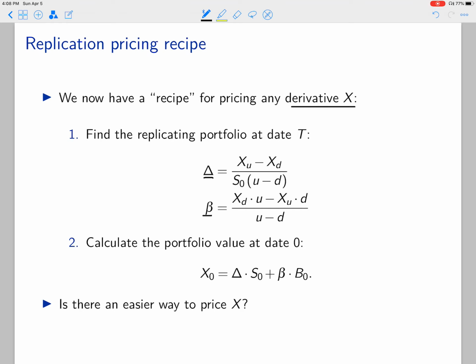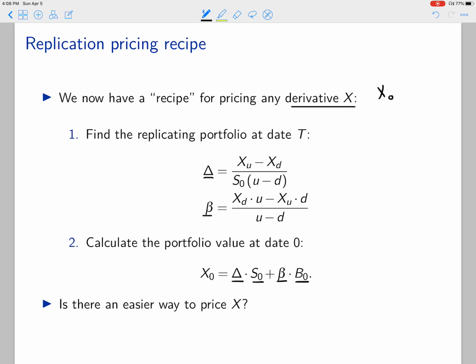In the second step, or the second part of this recipe, we applied the law of one price. The law of one price states that the price of any derivative is equal to the price of its replicating portfolio. So to find the derivative price, X0, we just needed to calculate the price of the replicating portfolio at date 0. The price of the replicating portfolio was equal to the number of shares we bought or sold, delta, times the price per share, S0, plus the number of bonds we bought or sold, beta, times the price per bond, B0, equal to e to the negative RT.